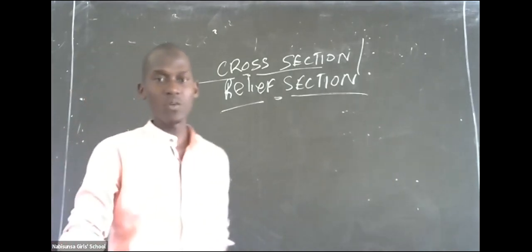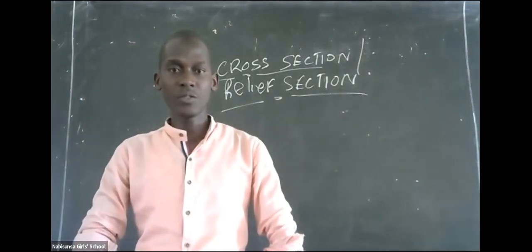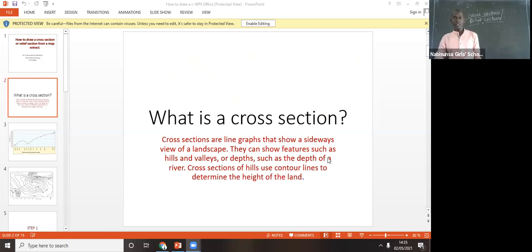Now, let me share this presentation and you see. Who can help us to read there? Yes, Aile, you can read for us. What is a cross-section? Cross-sections are line graphs that show a sideways view of a landscape. They can show features such as hills and valleys or depths such as the depth of a river. Cross-sections of hills use contour lines to determine the height of the land.